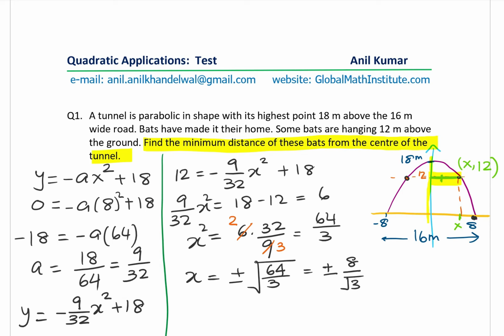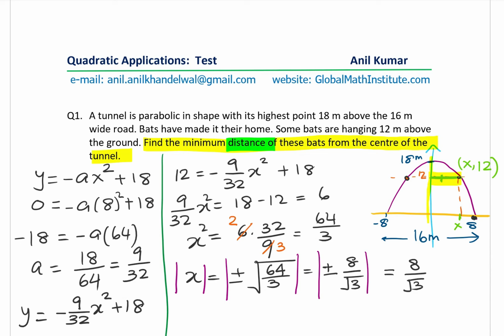Now there is an important thing to understand, and that is we're actually interested in distance, right? So distance always is a positive value. So it's a good idea to take the absolute value. That means always a positive value. Do you understand this? So the answer, distance, is definitely going to be 8 over square root 3.